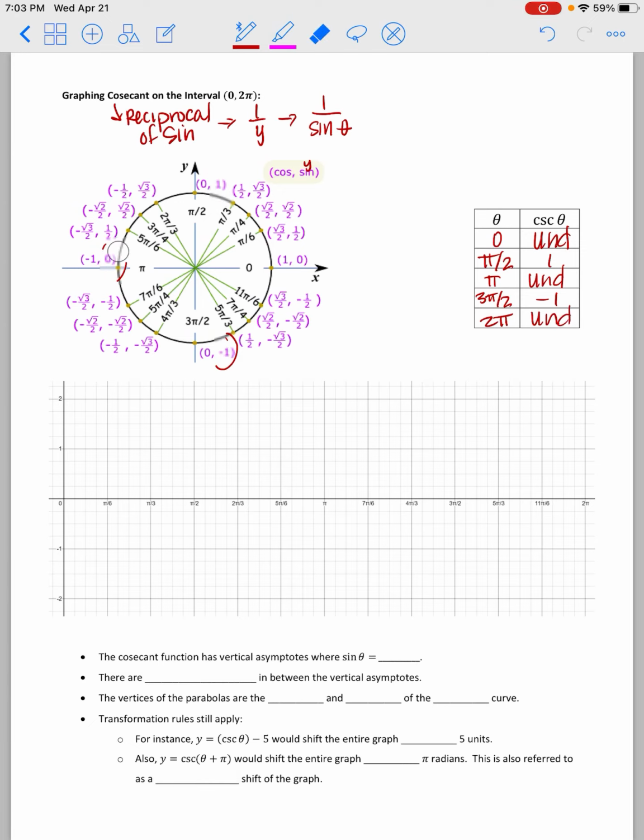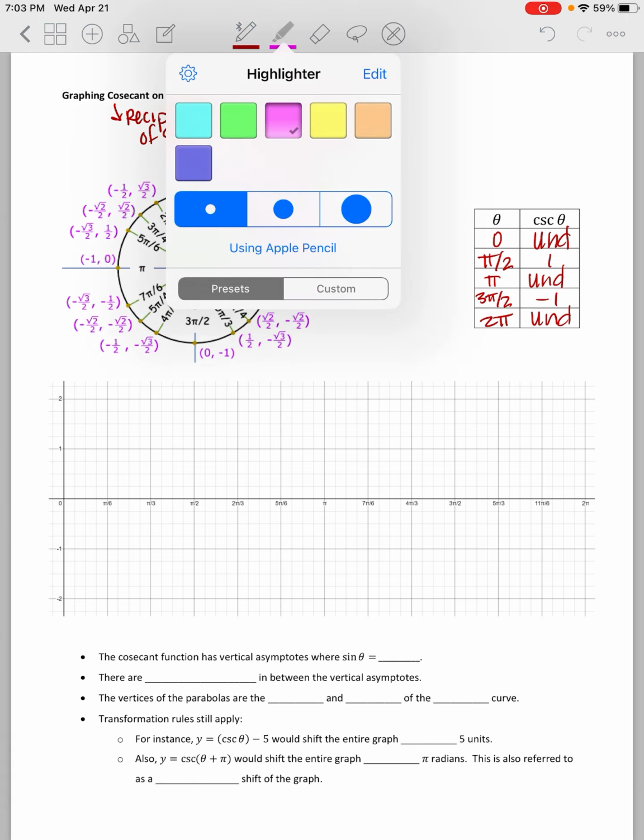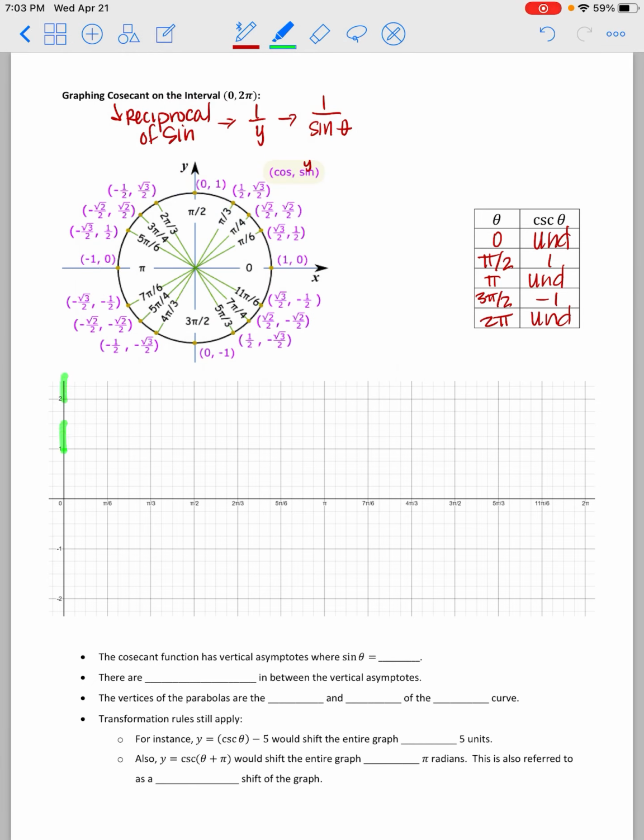Very similar. All these things are similar here. So this time at 0, we're undefined. That's going to be a vertical asymptote. At pi over 2, the graph hits not 0. The graph hits 1.